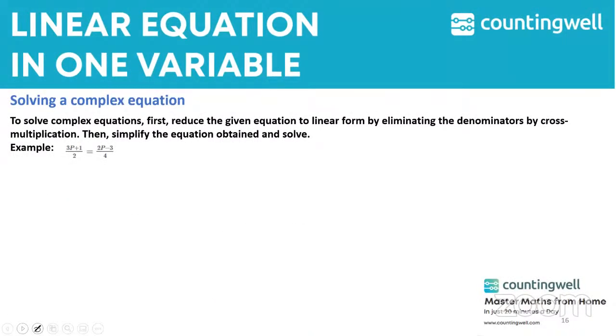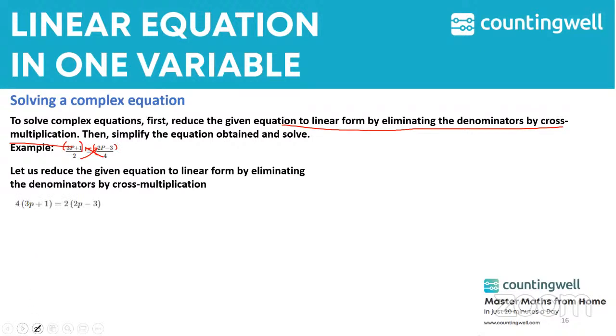Let us see how to solve a complex equation. First, you have to reduce the given equation to linear form by eliminating the denominators by cross multiplication. Means you have to crisscross 4 here and 2 here. It will get multiplied, and do not forget to take the terms inside the brackets. So here we go. We have multiplied 4 to 3p plus 1 and 2 into 2p minus 3. Here note that you are taking these terms inside one bracket, okay, and not 4 into 3p plus 1, 2 into 2p minus 3.